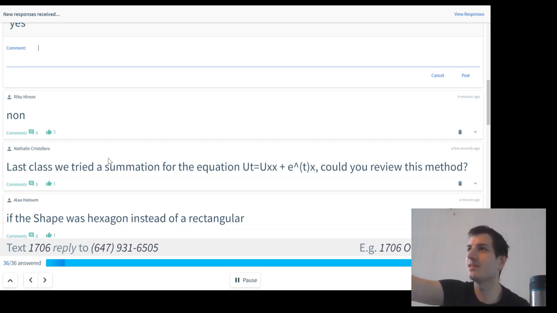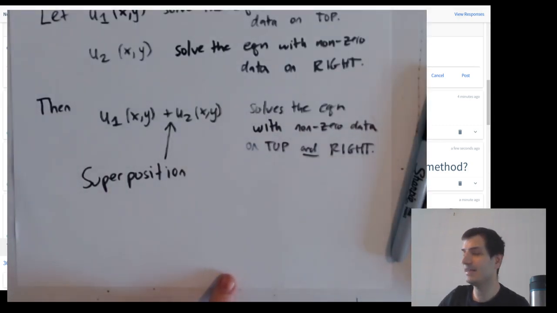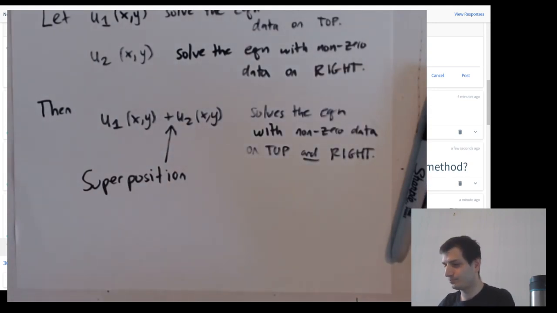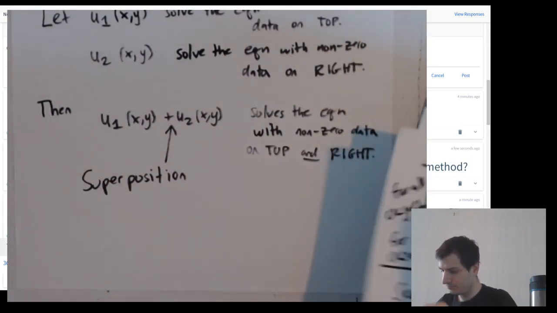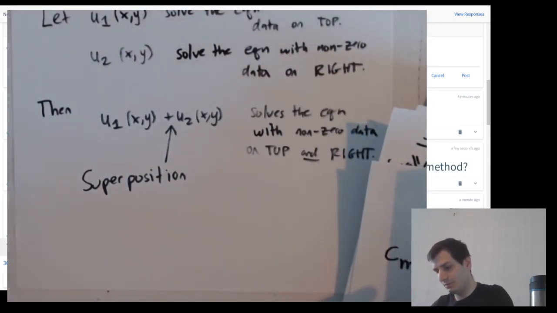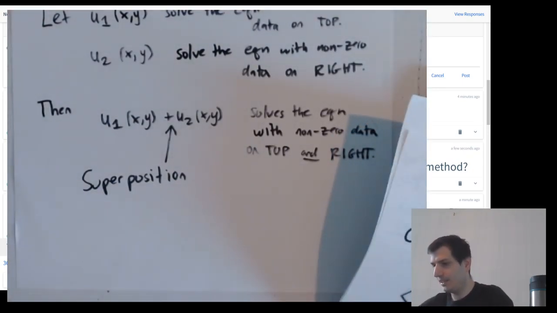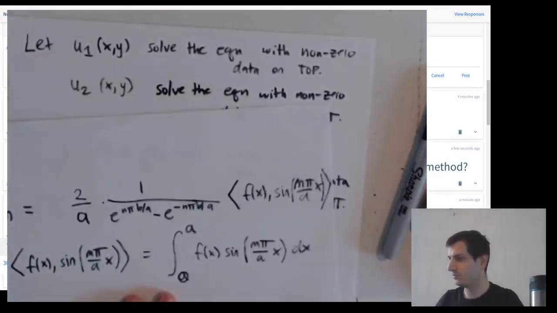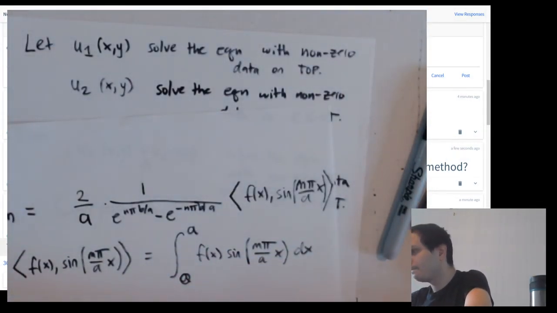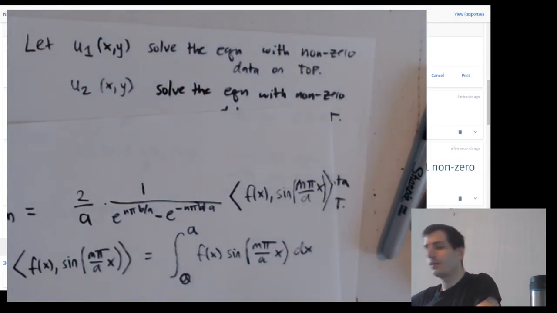Somebody said, last class we tried a summation for the equation u_t equals u_xx plus e to the t x. Could you review this method? Let me review that method in the context of what we just did. Let me find the page. Not that one. Where did it go? Okay.